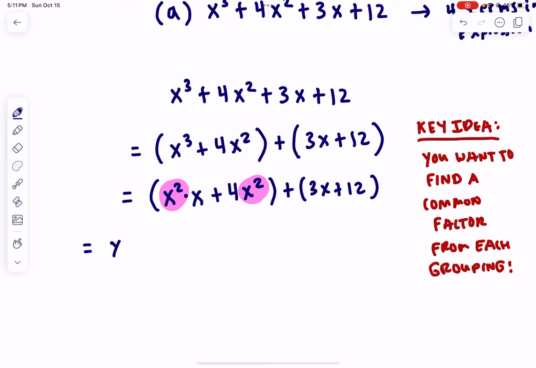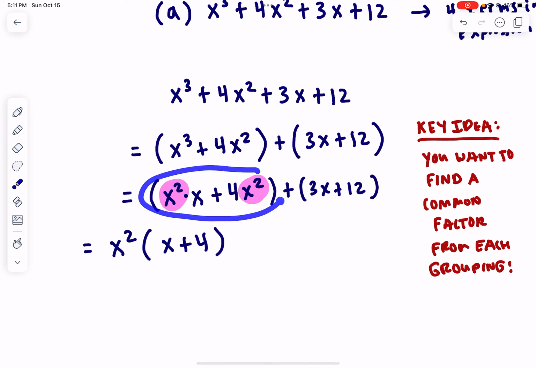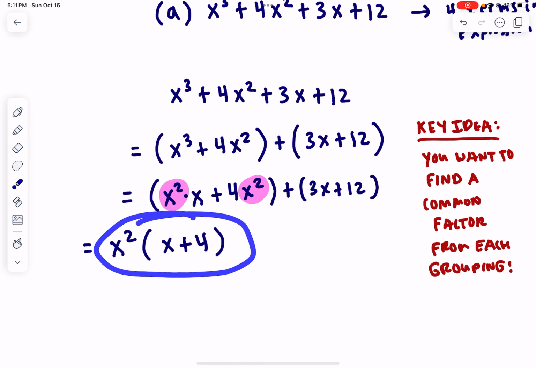Equals x squared. When we factor out the x squared from here, you're left with x plus 4. So once again, we factored out an x squared from this grouping, and we get this expression from here.